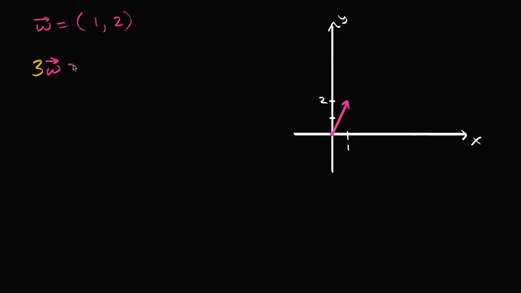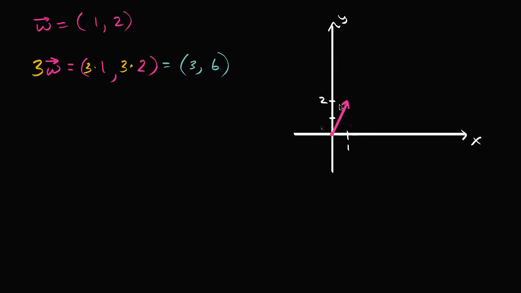Now the convention we use for multiplying a scalar times a vector is you just multiply each of the components times that scalar. So this is going to be equal to, we have a 1 and a 2, and we're going to multiply each of those times the 3. 3 times 1, and then 3 times 2. And so this is going to be equal to 3 times 1 is 3, 3 times 2 is 6. And so we see the resulting vector, we could call this vector 3w, has an x component of 3 and a y component of 6.